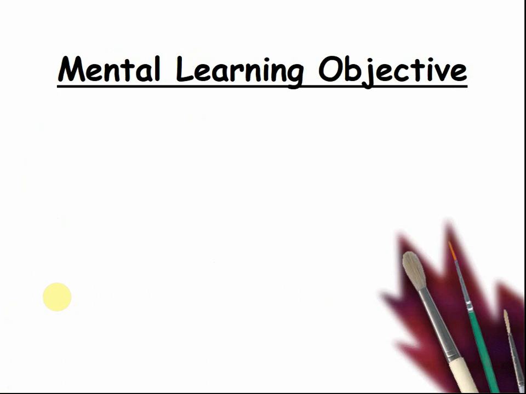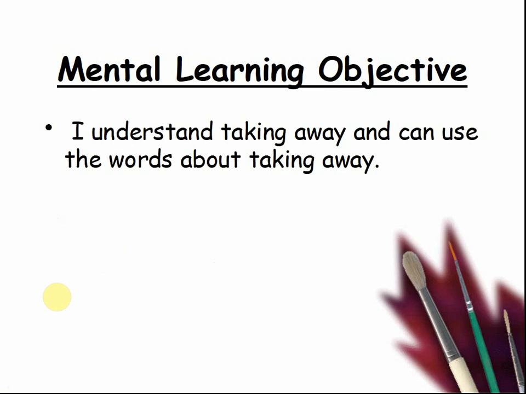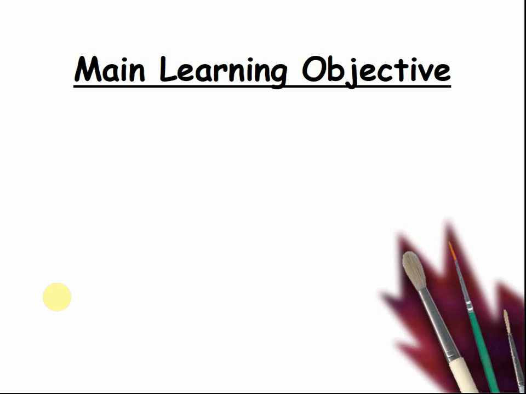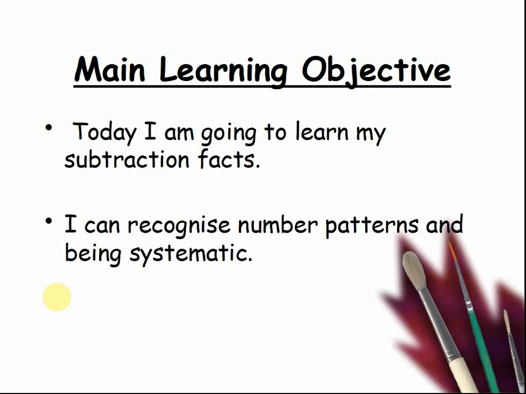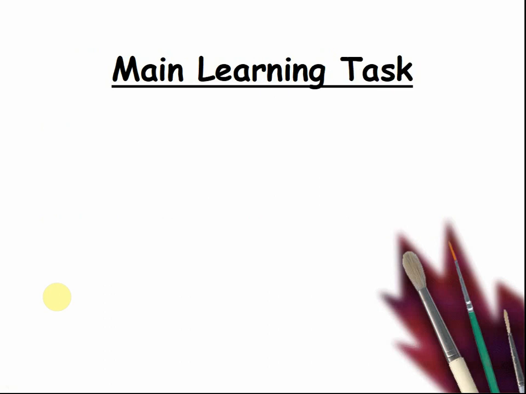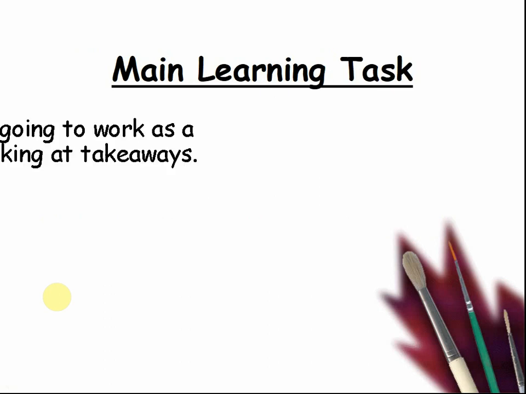Our mental learning objective: I understand taking away and can use the words about taking away. Here is our main learning objective. Today I'm going to learn my subtraction facts. I can recognize number patterns and being systematic. Here's our main learning task.